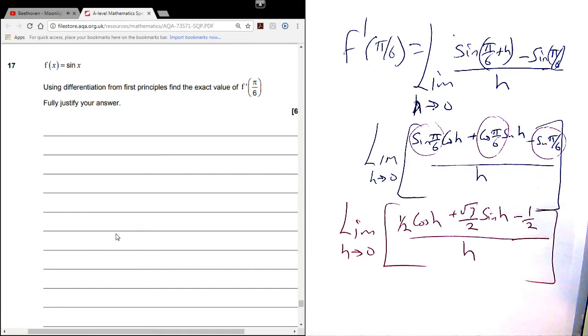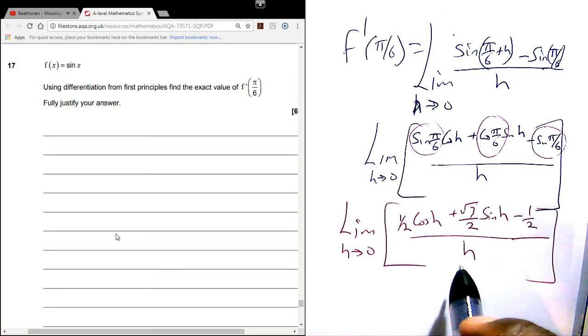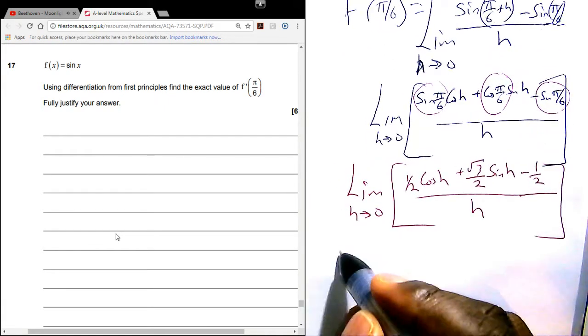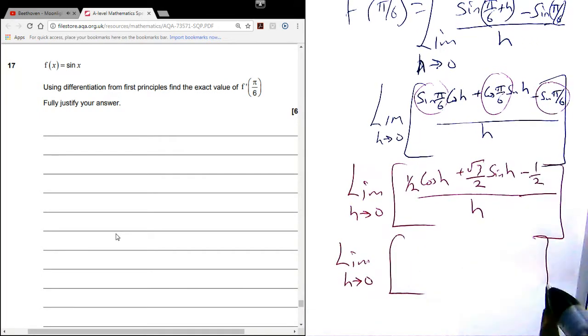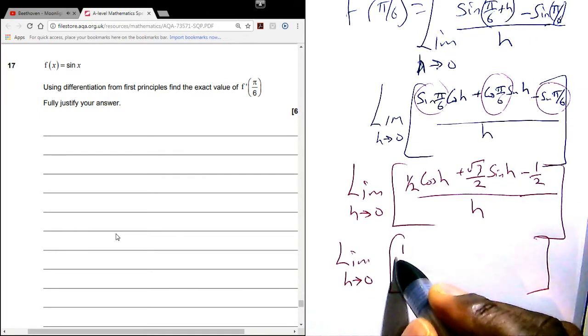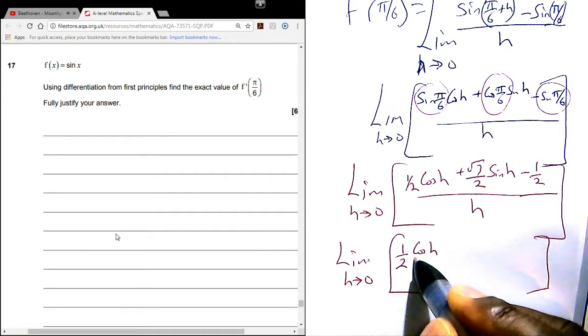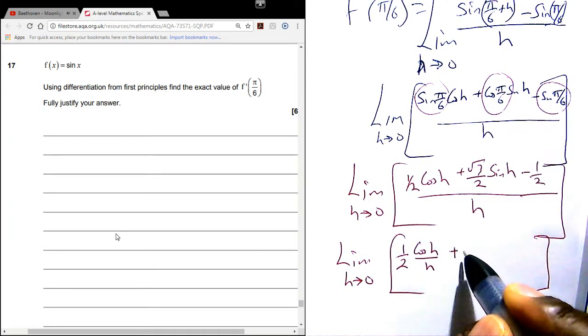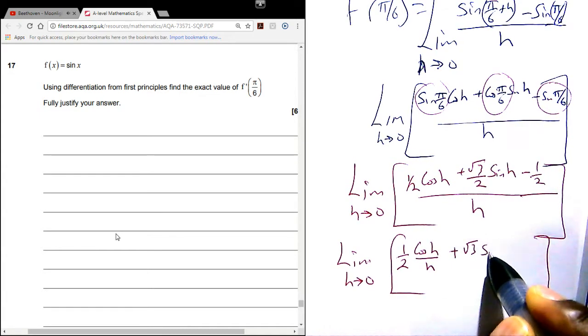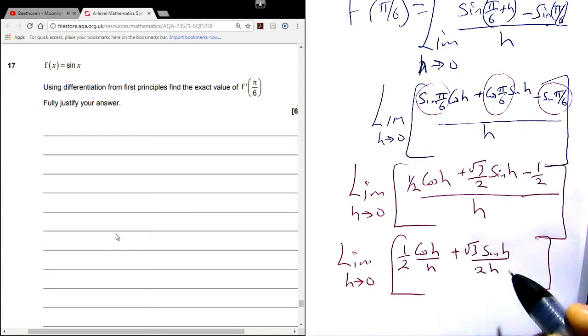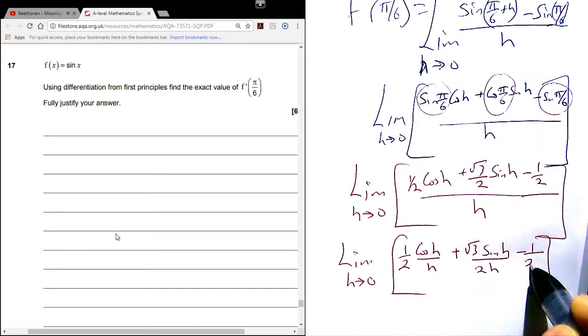Alright, we are going to divide each of them by h just to split this fraction. So that's limit as h tends to 0 of 1 over 2 cos h over h plus root 3 sine h over 2h minus 1 over 2h.